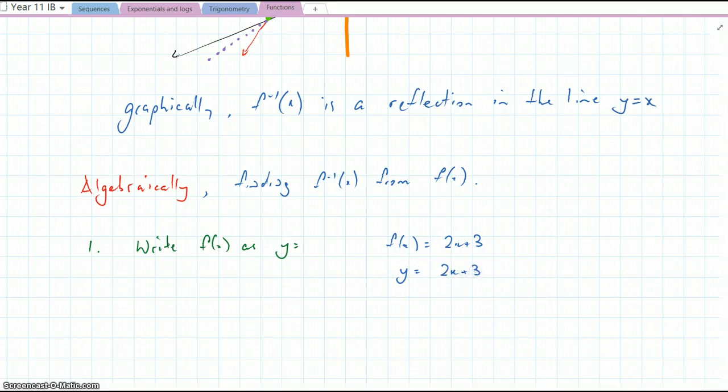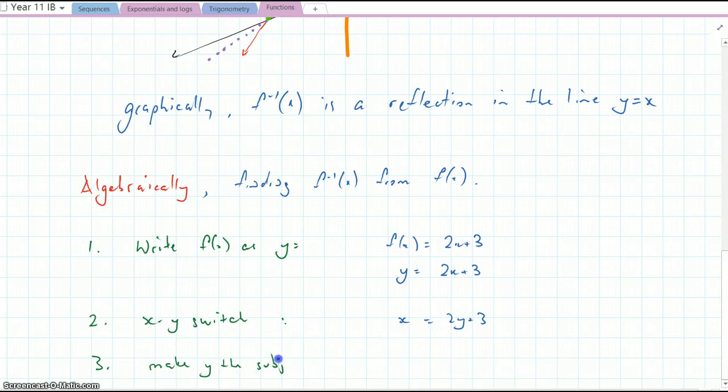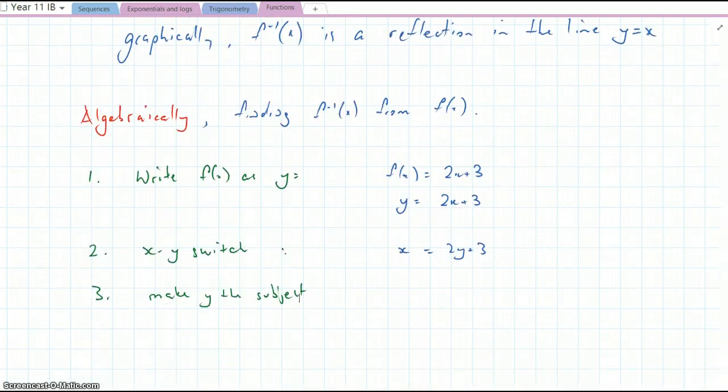Okay, now second step is make y the subject. Sorry, back one. We've got to do the xy switch. Okay, so we'll do that now. So the y becomes x and the x becomes y. That's easy enough. Step 3, make y the subject. So 2y is equal to x minus 3, so y is equal to x minus 3 over 2.